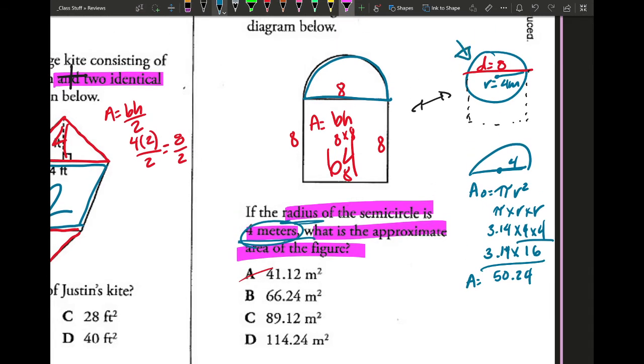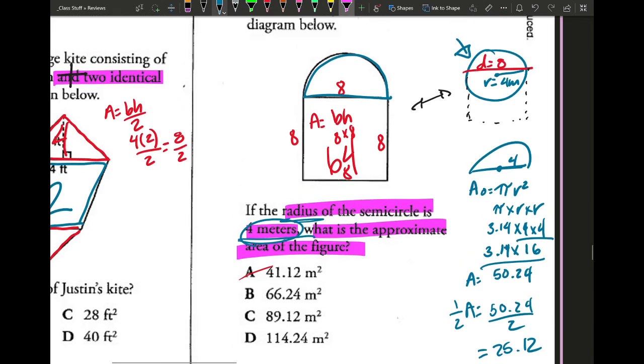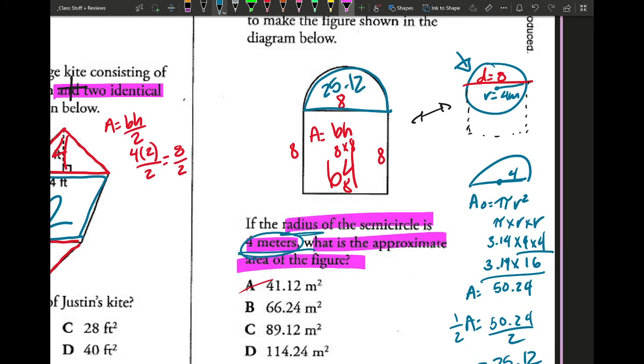Do I have the whole circle? So what do I have to do? I only have half the area. That means I have to divide this by 2, right? And when I do that, I get 25.12. So this right here is 25.12. Agreed?